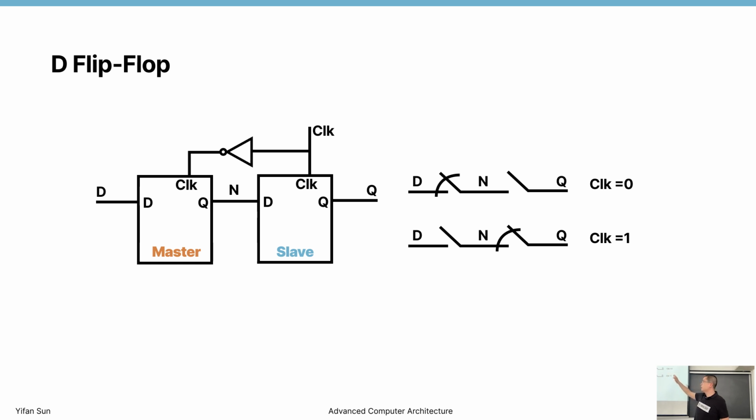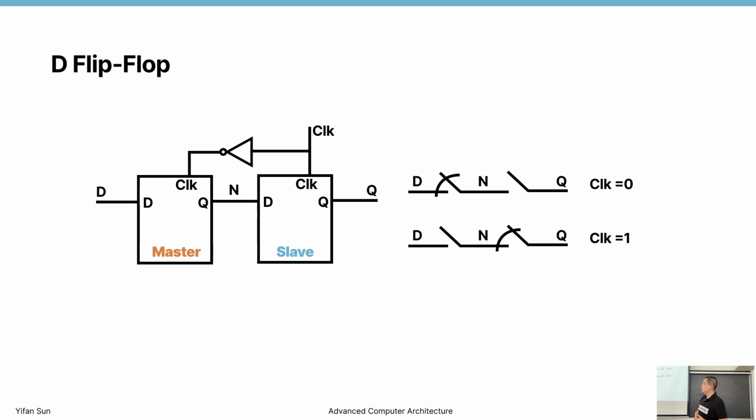Right? When the clock is 0, the signal from D can flow to N. No barrier, just as if it's connected with a wire. Then when the clock is 1, the signal can flow from N to Q, but not from D to N. Right? So this is something called a flip-flop. Either this side is disconnected or that side is disconnected. So this thing is called a flip-flop.